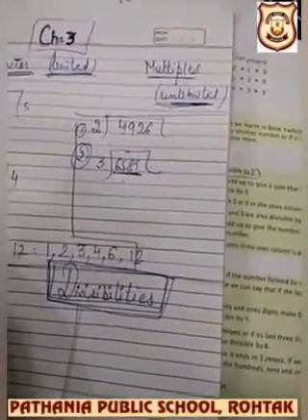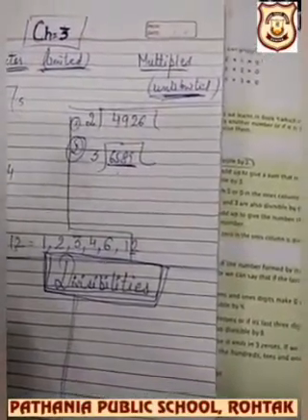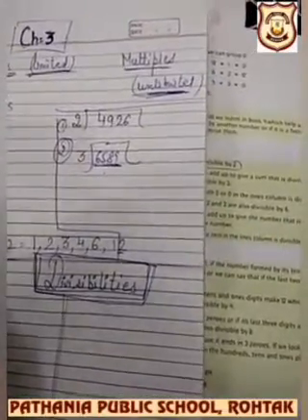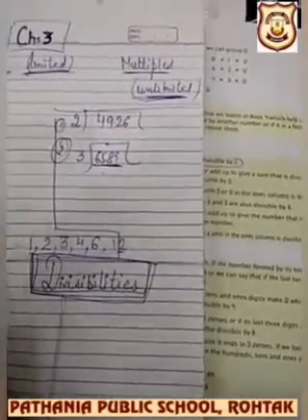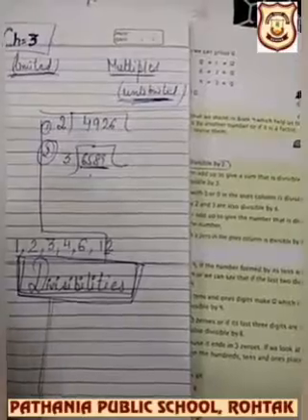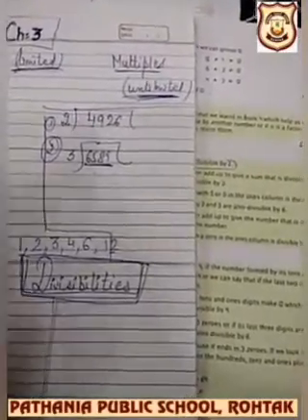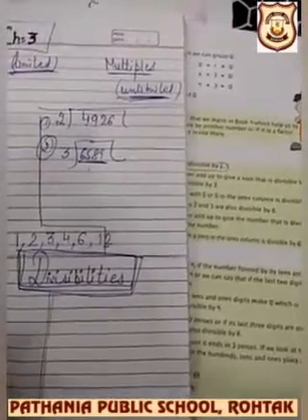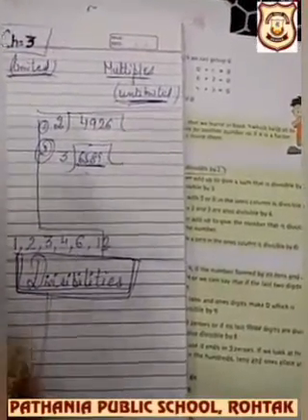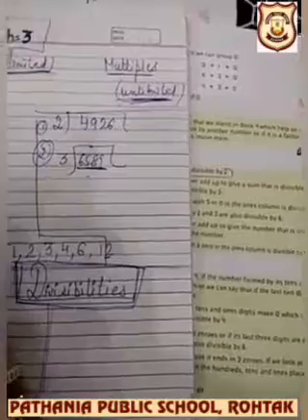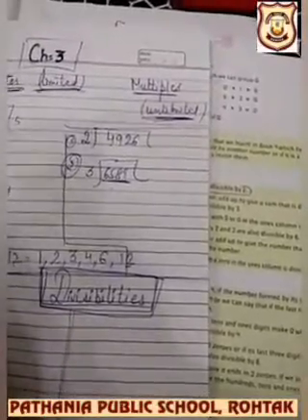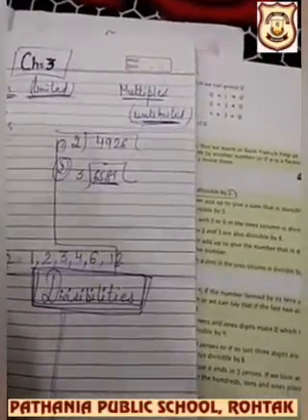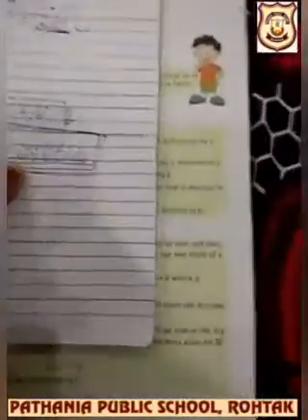But I know one magic. So what magic? Within seconds I can tell you whether a number is divisible by 2 or not, 3 or not, or any number. So what is that magic? You want to know that magic? Okay, you want to know. So that magic is divisibility rules.